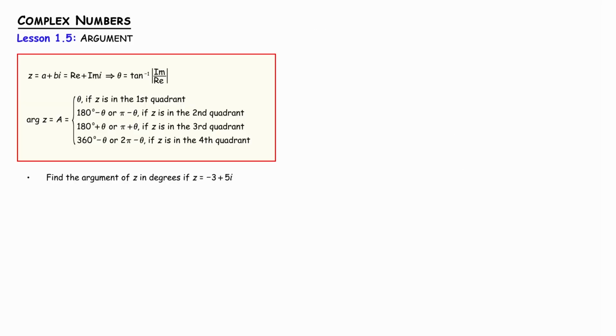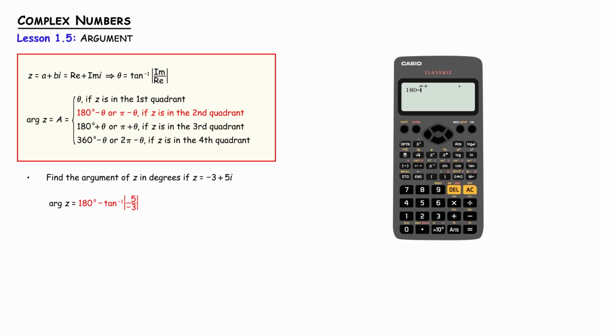Now let's find the argument of z of some complex numbers, starting with z is equal to minus 3 plus 5i. Identify in your head what quadrant z is in. Z is in the second quadrant. The argument of z equals 180 degrees minus the inverse tan of the absolute value of 5, which is the imaginary part, over minus 3, which is the real part. The answer is 121 degrees to the nearest degree.